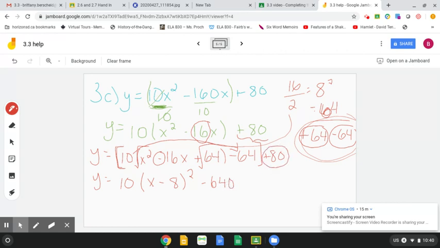Now, you don't take the 10 and multiply by the plus 80 because it's not in those brackets. Okay, plus 80 is kind of chilling all by itself. So, end result, 10 times x minus 8 squared, and then you're going to go minus 640 plus 80 equals negative 560.